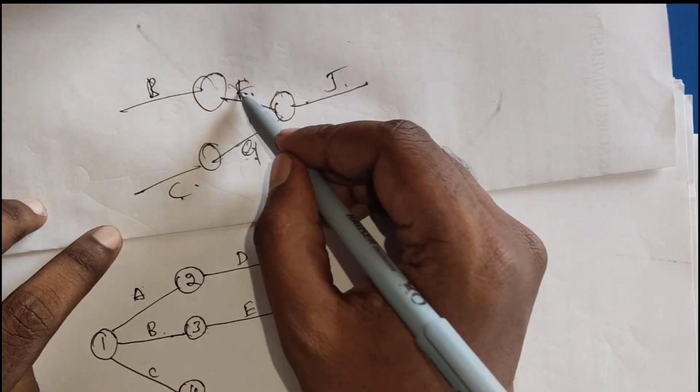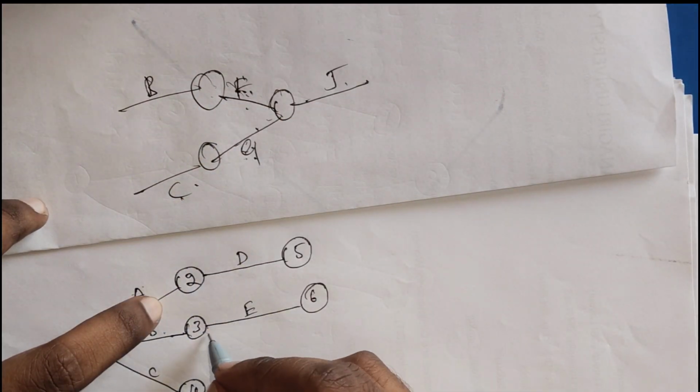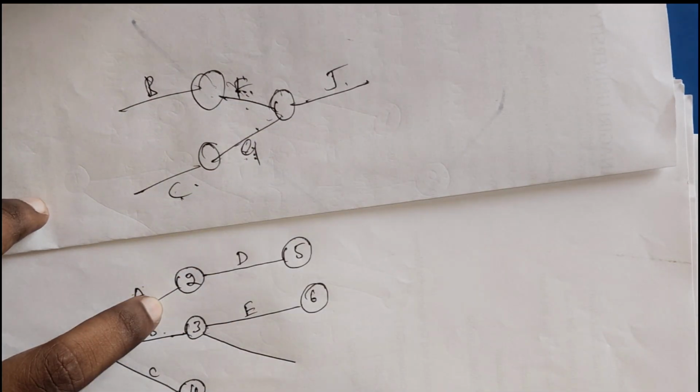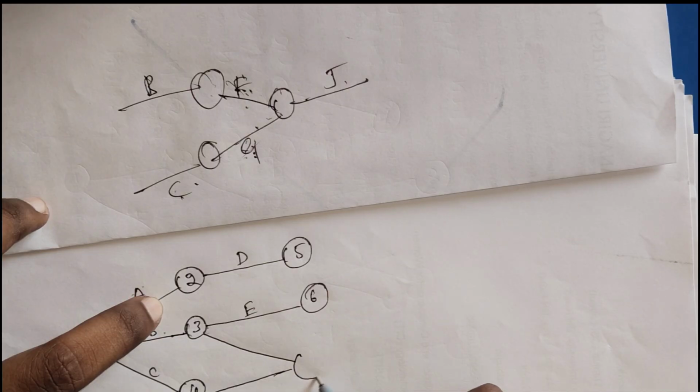Okay, F and then G is starting from B and then C. B is here, F is starting from here. Done. And then G is starting from C. This is going to combine together. 5 done, 6 done. Next 7.